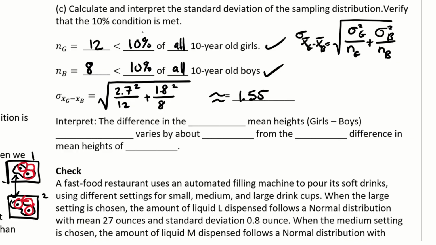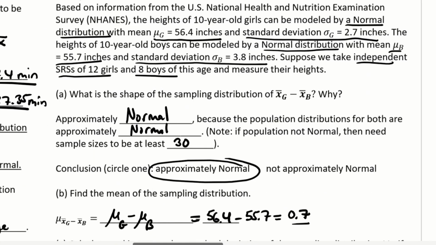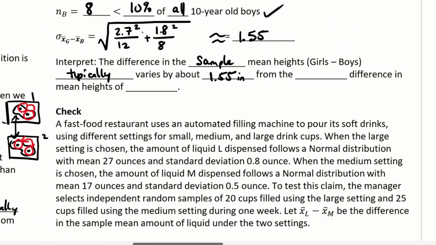And so we want to interpret that. The interpretation is that the difference in the sample means of girls minus boys for the heights typically varies by about 1.55. And the units for that are, I think, inches. Yeah, 1.55 inches from the true difference in mean heights of 0.7 inches. Okay, so there you go.